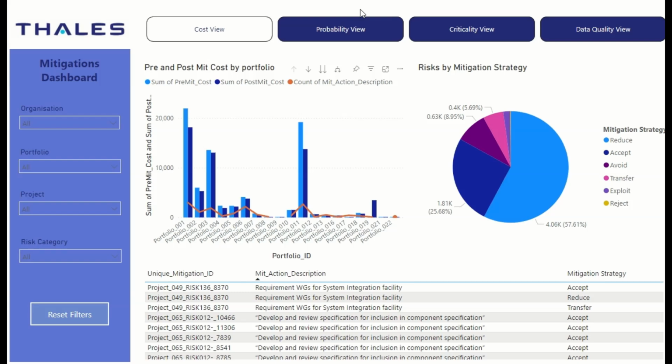We'll start off with looking at this cost view. Now, the cost view gives an opportunity to contrast projected mitigation costs with actual mitigation costs, and we also have a line over here to denote how many of these mitigation action descriptions were used. But that's not all. Users are also given the unique opportunity to see what was the most used strategy mitigating the risk in question, and that is by this pie chart visual over here. But we're not restricted only to this portfolio axis. Users are allowed to use drop downs on here to select via organization, portfolio, project, and even risk category.